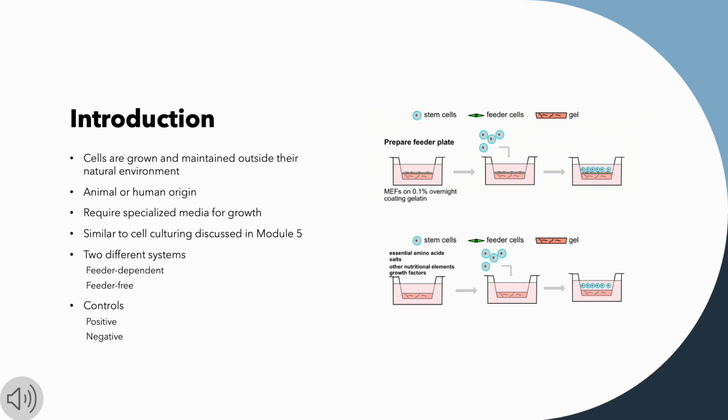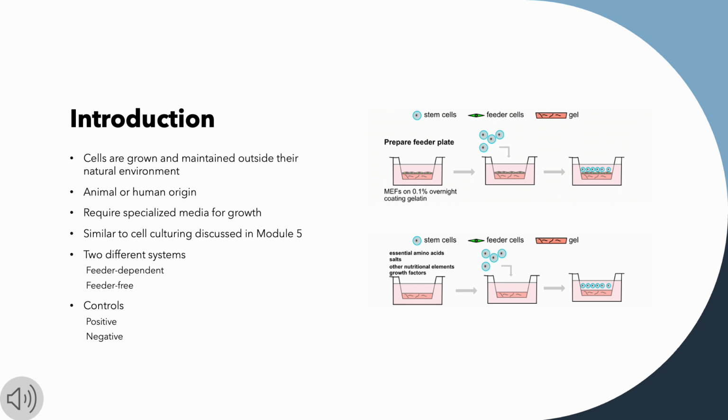Feeder-free systems, on the other hand, use extracellular matrix in the place of feeder cells. This matrix includes amino acids and other nutritional elements. The bottom picture shows the plates used in feeder-free systems, where the extracellular matrix is added into the medium when it is being made, then plated with the stem cells.